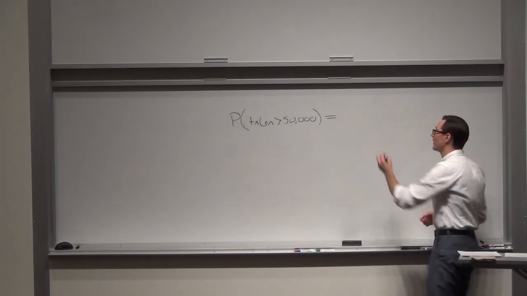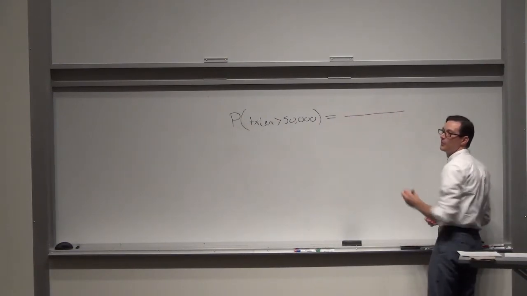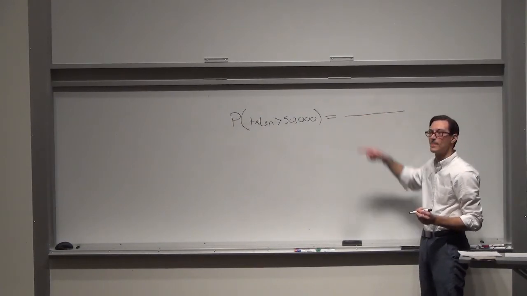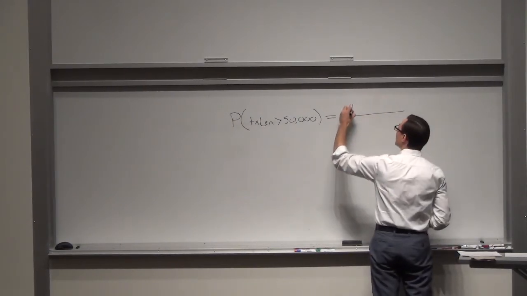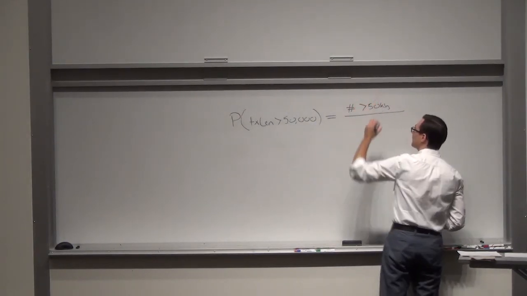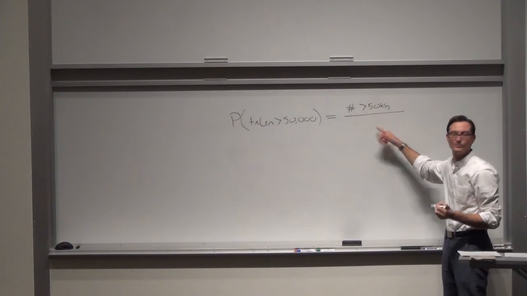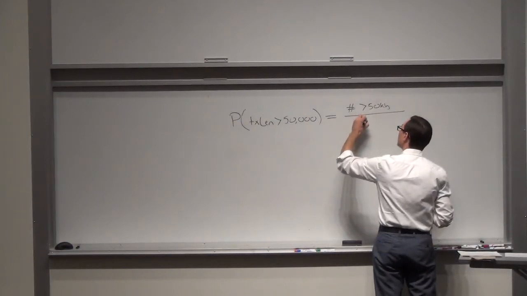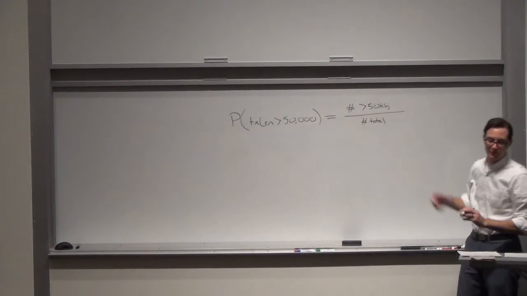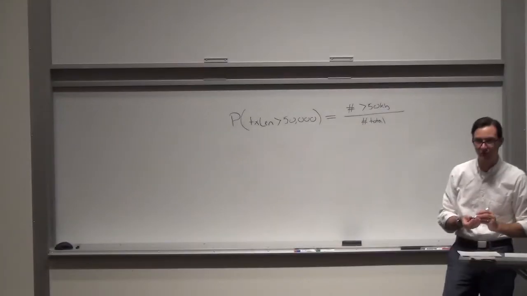I'll give you a hint. It's a ratio. What goes on the top? Right. The number greater than 50 kb. And what goes on the bottom? Total number. Very simple, very clear, no strange philosophy.